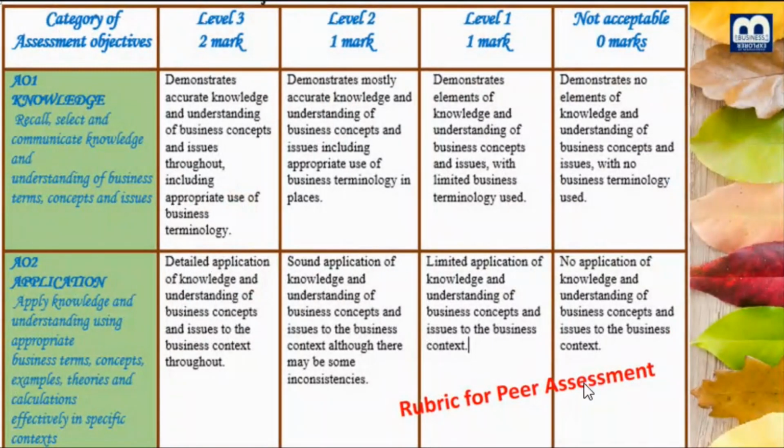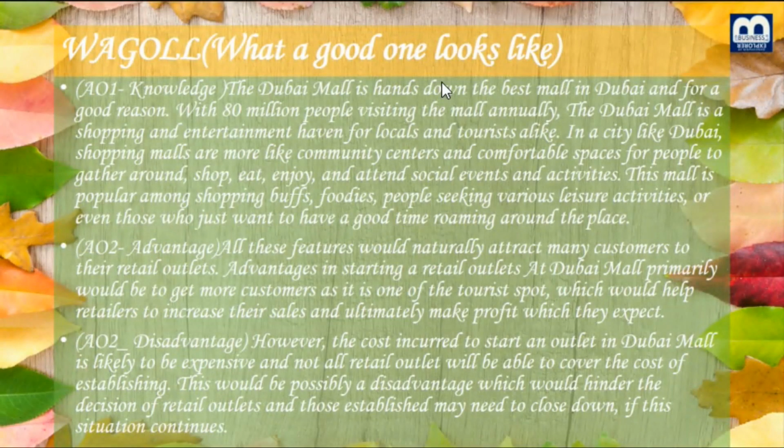So here we can see the rubric for peer assessment. The rubric says that as it's a 6-mark question, it contains 2 marks for knowledge and 4 for application. For knowledge, if you are at level 1 or level 2, you'll get 1 mark. If you are at level 3, you'll get 2 marks for knowledge. For application, you are required to write 2 advantages and 2 disadvantages. If you are at level 2 with 2 advantages, you will get 2 marks. If you are at level 2 mentioning 2 disadvantages, you get 2 marks. Thus you get 6 marks. Here is the WAGOLL, what a good one looks like.